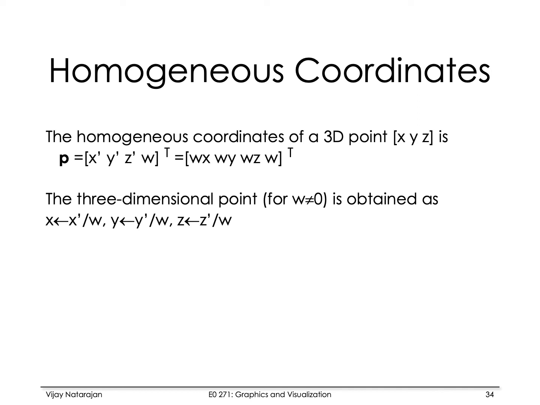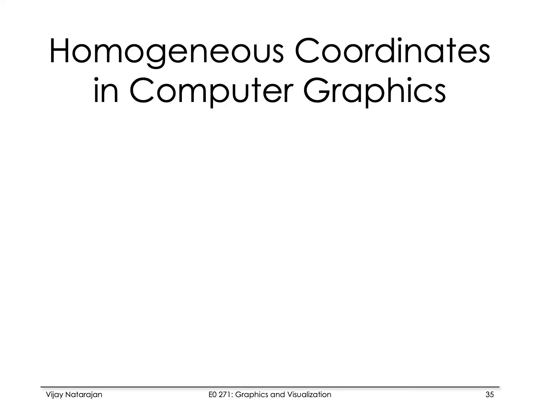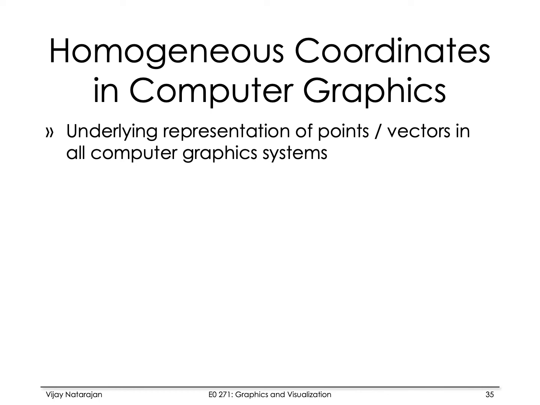So in this way, we have a generic representation for a point using 4 coordinates. Of course, if w equal to 0, then what we have is a vector, and the first 3 coordinates tell us what that vector is. So what is the role of homogeneous coordinates in computer graphics? It's very crucial in 3 respects. This is the underlying representation for all points and vectors throughout computer graphics.